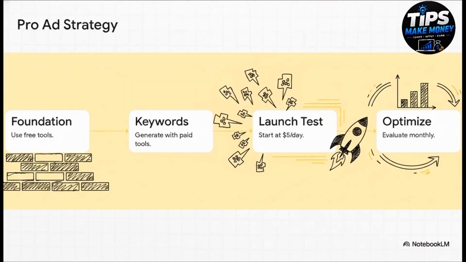Here is exactly how combining free tools with paid, data-driven platforms creates highly professional advertising campaigns. First, you pour your foundation with your free manual tools, ensuring all your metadata is super reader-friendly. Then, you bring in a paid tool to generate hundreds of targeted ad keywords. You launch an Amazon Ads test at just $5 a day, and then you evaluate it monthly. It really is the perfect blend of human intuition and raw machine data.